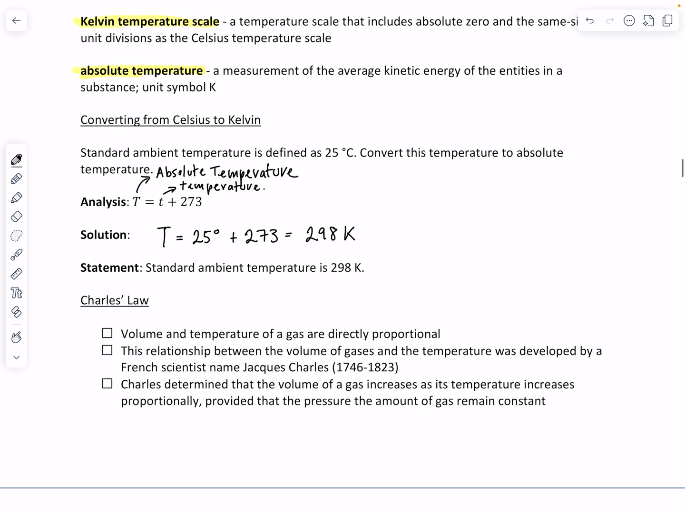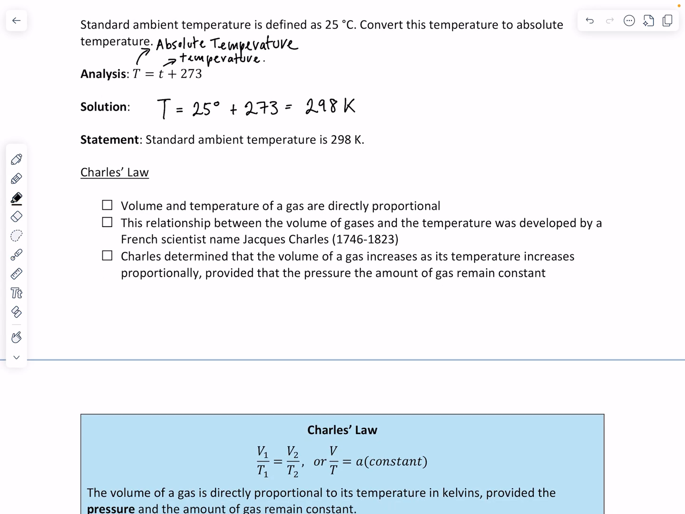Charles' Law. Volume and temperature of a gas are directly proportional. This relationship between the volume of gases and the temperature was developed by a French scientist named Jacques Charles from 1746 to 1823. Charles determined that the volume of a gas increases as its temperature increases proportionally, provided that the pressure and the amount of gas remain constant. Keep this in mind. The one caveat that is present is that during these experiments, the pressure of the gas is constant.